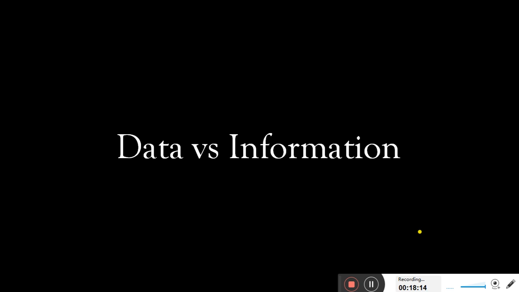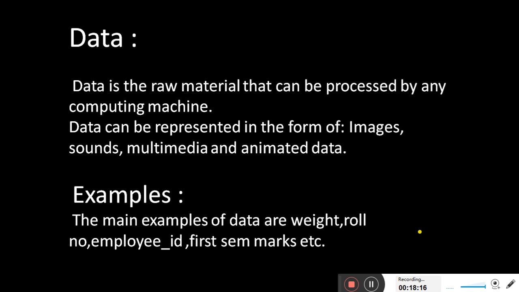Correct? Then we have seen the definition of data. What is data? Data is a raw material that can be processed by any computing machine. You are feeding these data into the computer machine, right, to generate the information. Data can be represented in the form of images. You can save the data in the form of images, in the form of sound, in the form of multimedia, in the form of animated data.